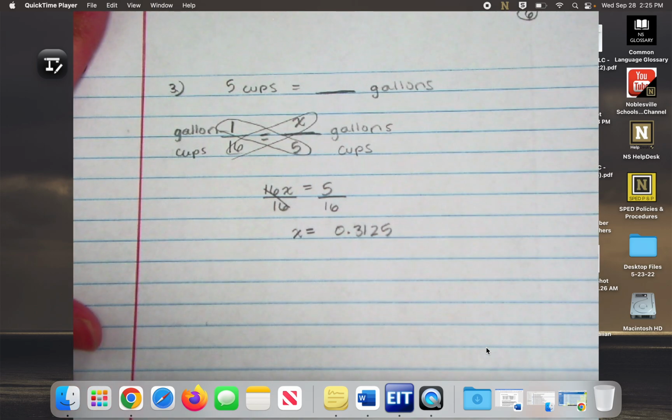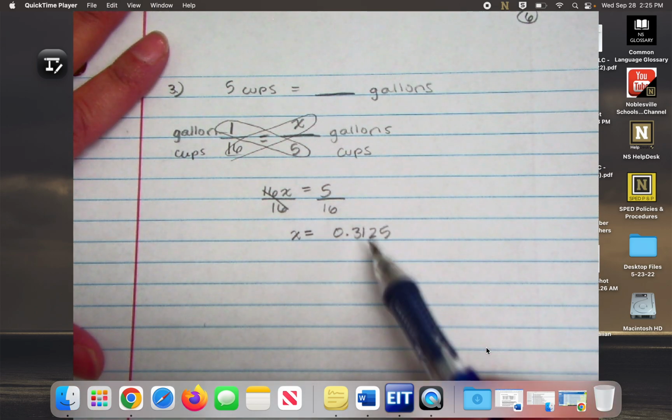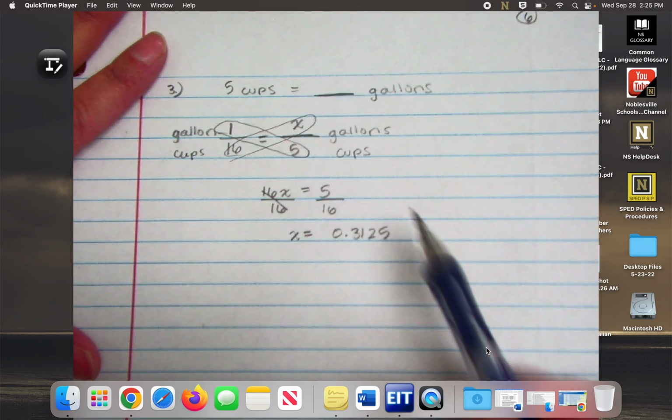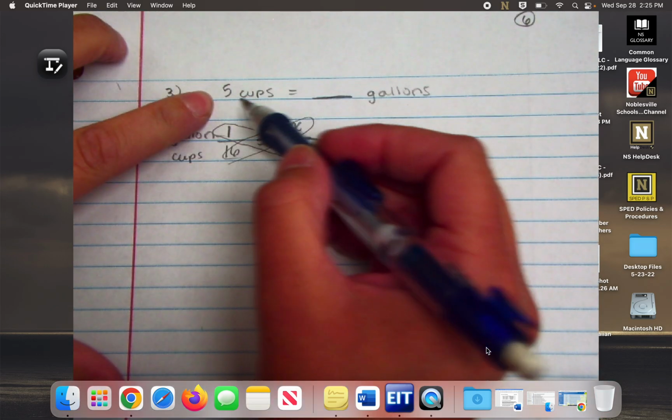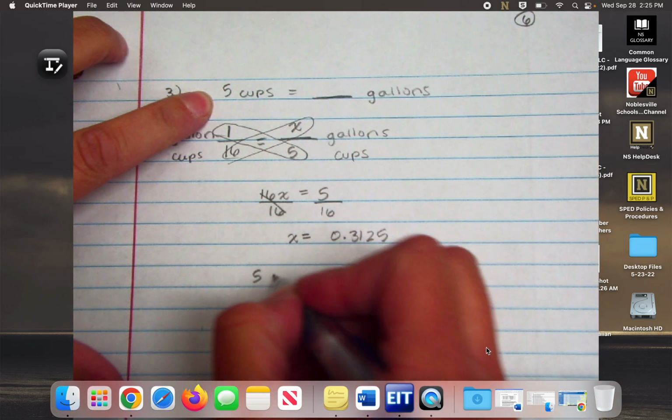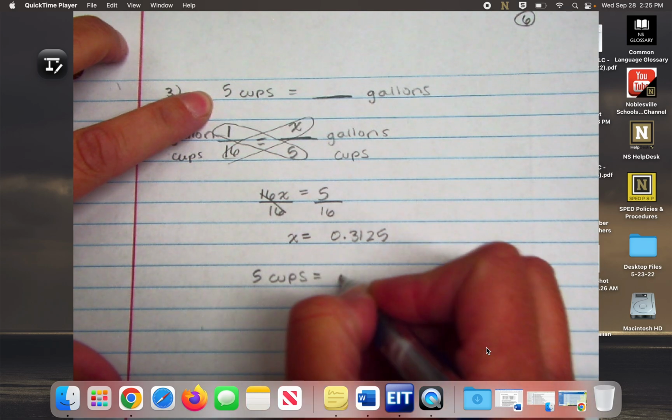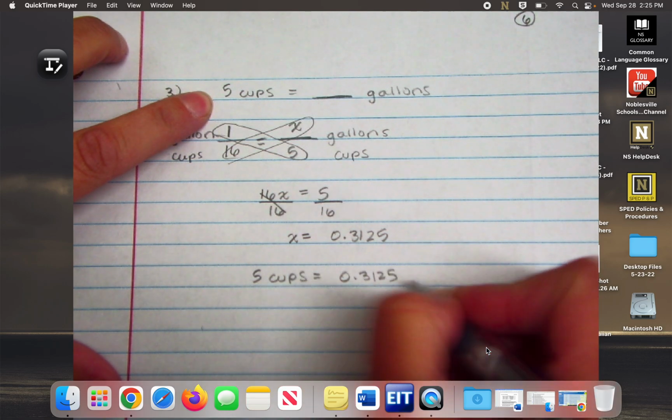But that's not my final answer, because remember, I need to know you understand what this stands for. So what will be my final answer that I'll put a border around? 0.3125 cups? Gallons. It's not even in cups, it's in gallons. 5 cups equals, so we just go back up here and fill in the blank. 5 cups equals 0.3125 gallons.